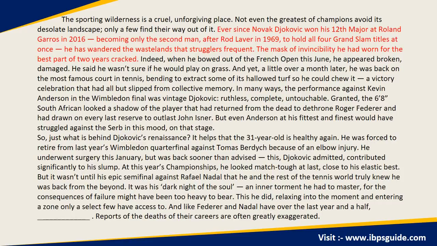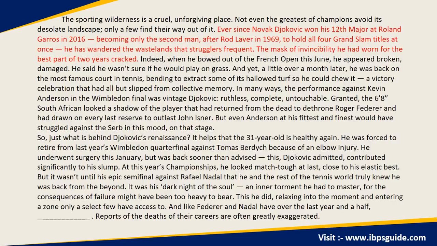And the implied meaning is that until that point, he was very successful. Now the sentence inside the hyphen is saying that after winning that match, he became the second person to hold all 4 Grand Slam titles at once. This is one method to simplify a hyphenated sentence and understand it easily. Next, the mask of invincibility that he had worn for the best part of 2 years cracked.